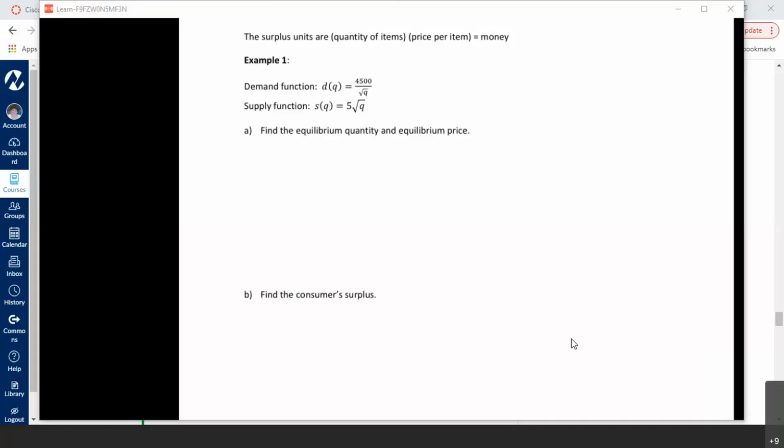Okay, has anybody been able to get a P value? Basically we're saying that our equilibrium quantity is 900 and our equilibrium price is $150. Once you have those two values, you're in good shape to find consumer surplus.